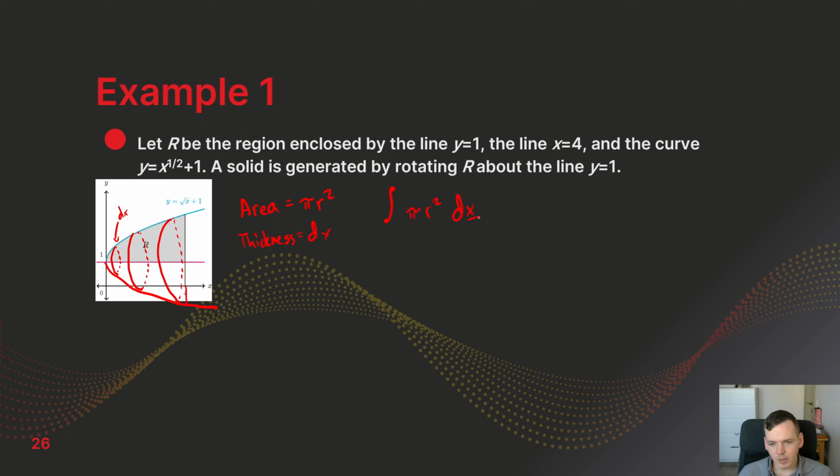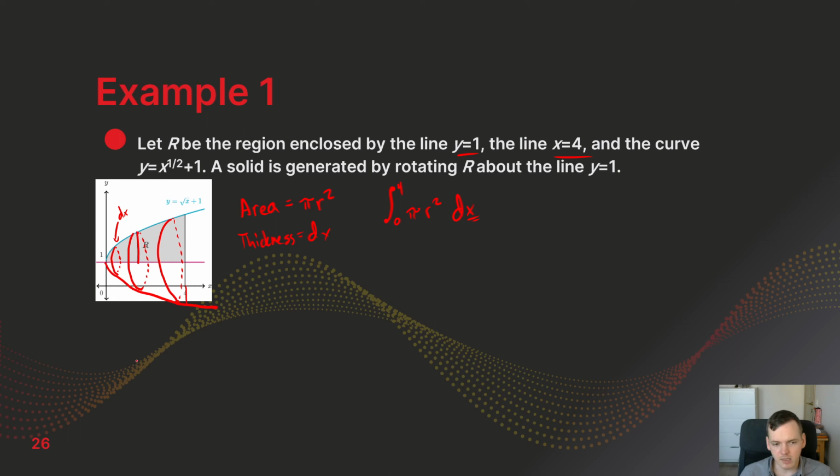Now, if it's dx, that means I need to look at my x values for my bounds. Those bounds will go from 0 up to 4, from the problem here. x equals 4, and y equals 1 intersects y equals square root of x plus 1 at 0. So we go from 0 to 4. That's pretty easy to see from the diagram as well. But the problem, again, can't have this r squared, so we've got to figure out what r is.